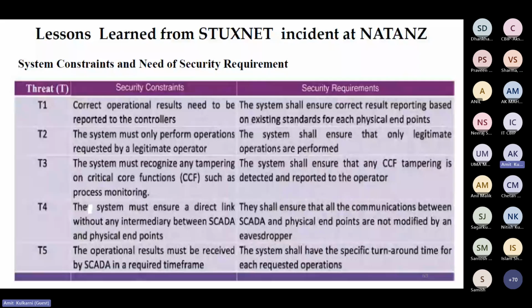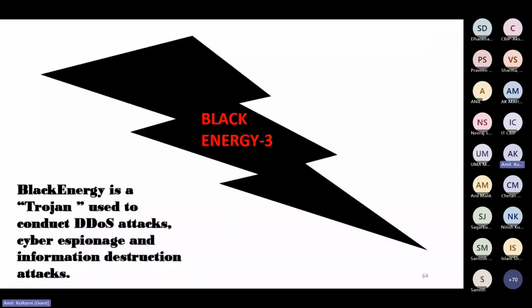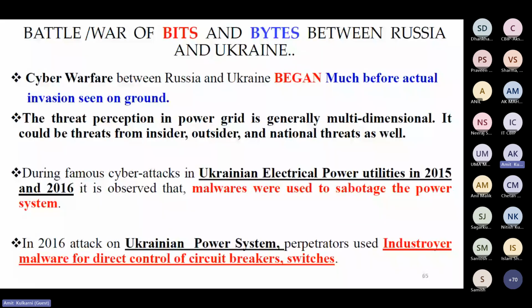So in short, with this, we end our earlier case study, that is the Stuxnet attack, and coming to the next one, that is BlackEnergy. BlackEnergy is a Trojan that has conducted DDoS attacks and espionage and resulted in destruction and attacks. It's again a very typical, peculiar case of cyber warfare. In fact, one can say that this is the first example of cyber-induced power outages.